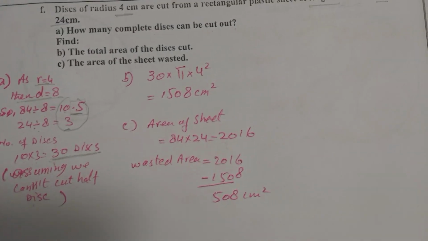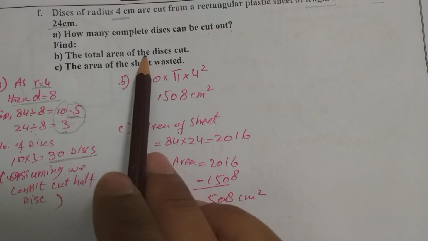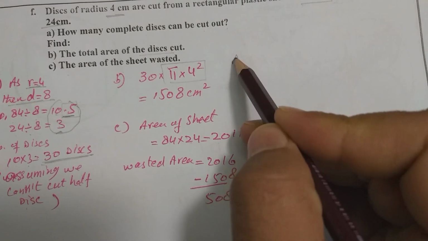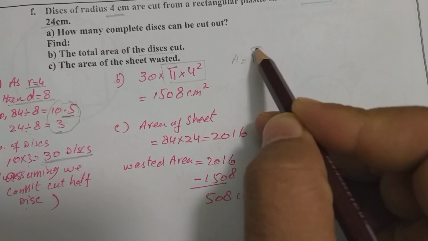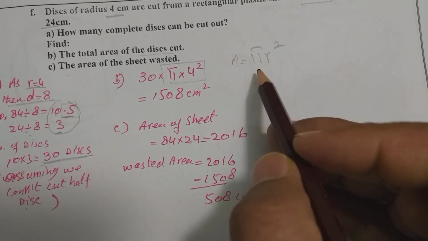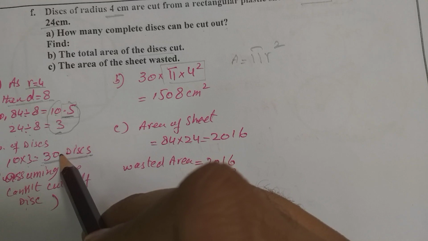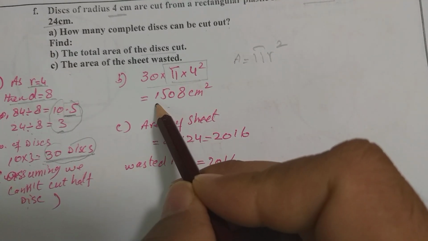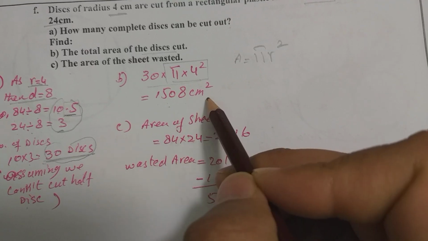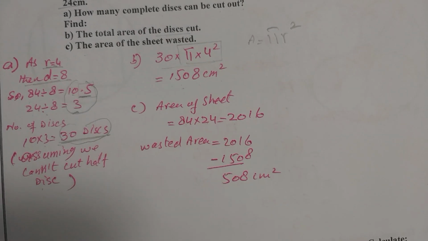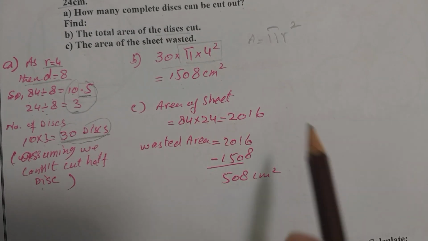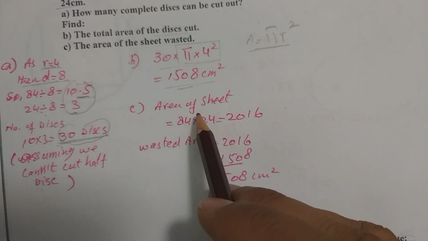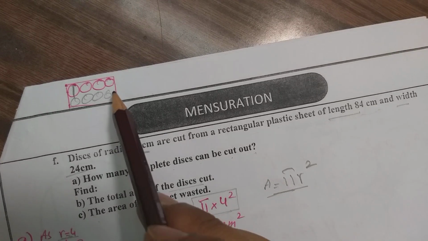Now we know the area of one disc is pi r squared. There are 30 discs, so multiply by 30 and you will find the answer, which is 1508 centimeters squared. That is the total area of the 30 discs. Now definitely when you cut them out, some parts are left.